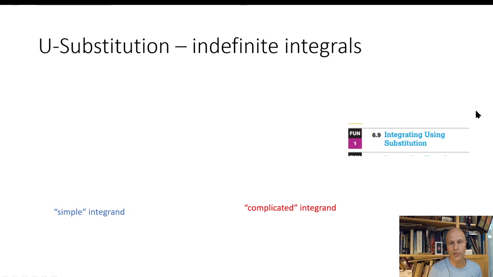So I'm going to show you some examples with indefinite integrals, enough to get you pretty far if you understand them and can apply them. I'll show you where to get some practice as well.